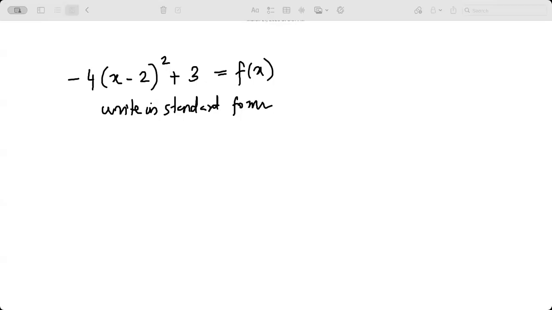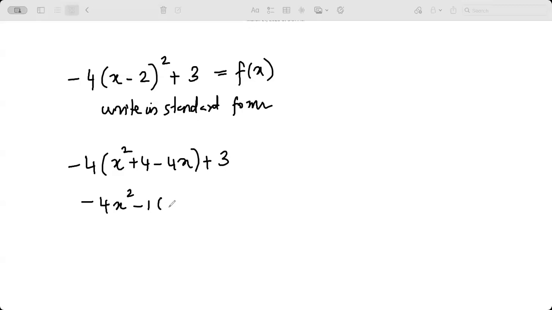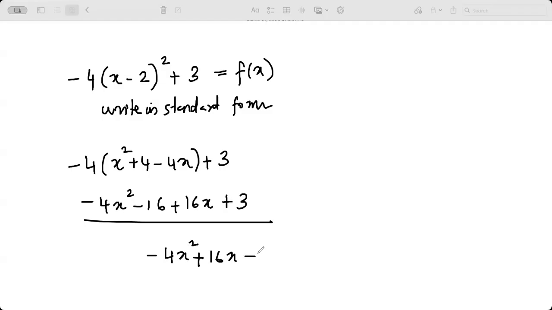Would the answer be negative 4x squared plus 16x minus 13? Let me see. Negative 4x squared plus 16x minus 13. Good job. So the answer is minus 4x squared plus 16x minus 13.